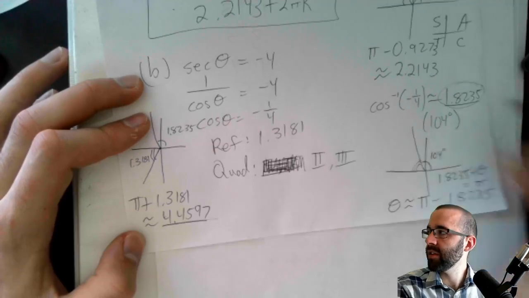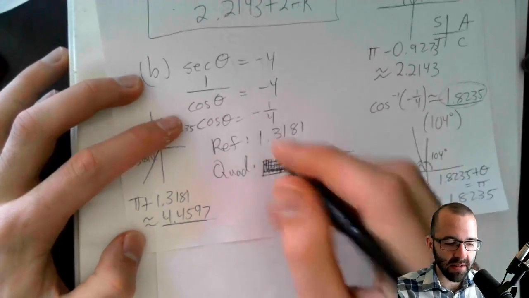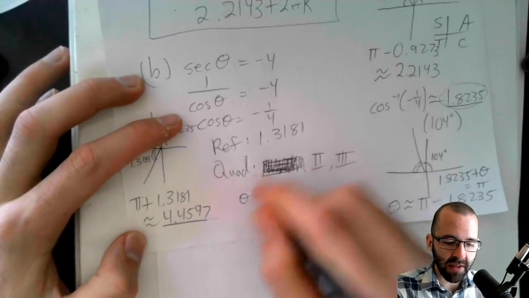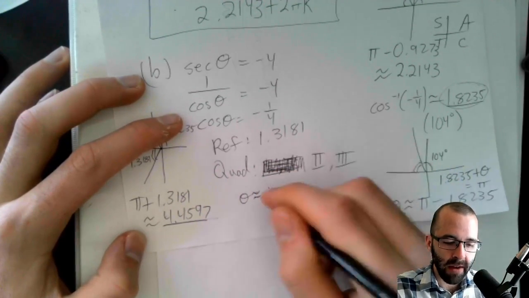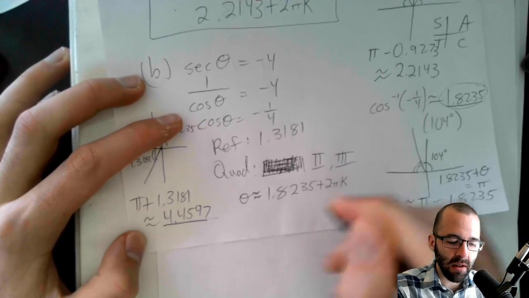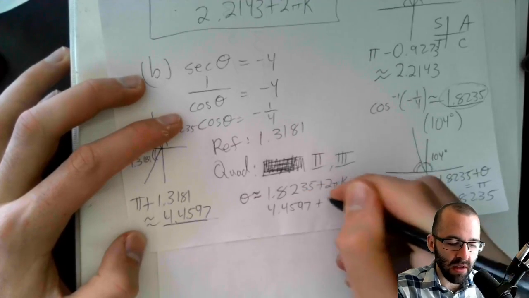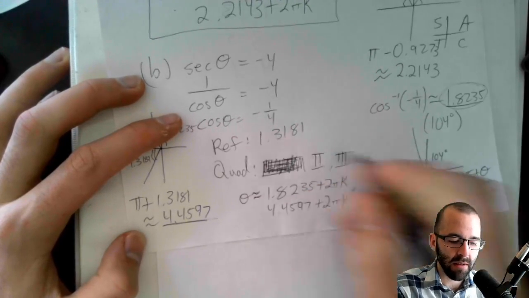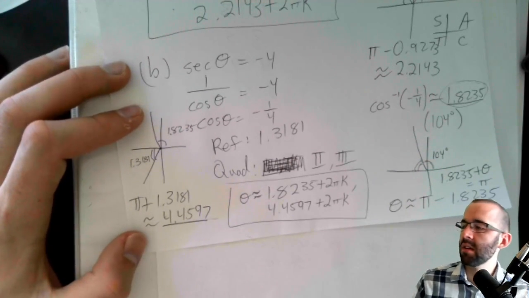This is our second quadrant answer. So we just combine both and add the 2 pi k's. So theta is going to equal, or approximately equal technically, right? 1.8235 plus 2 pi k and 4.4597 plus 2 pi k. Those are our two answers.